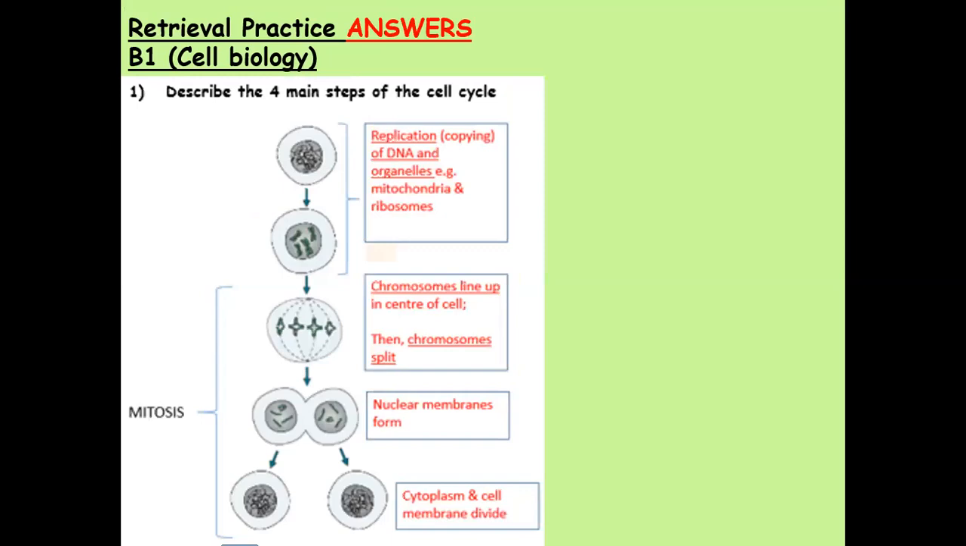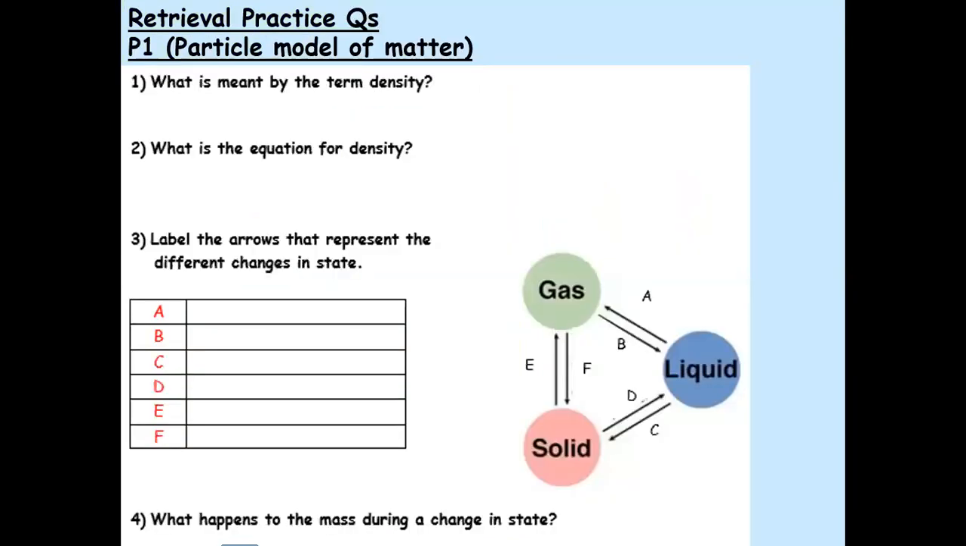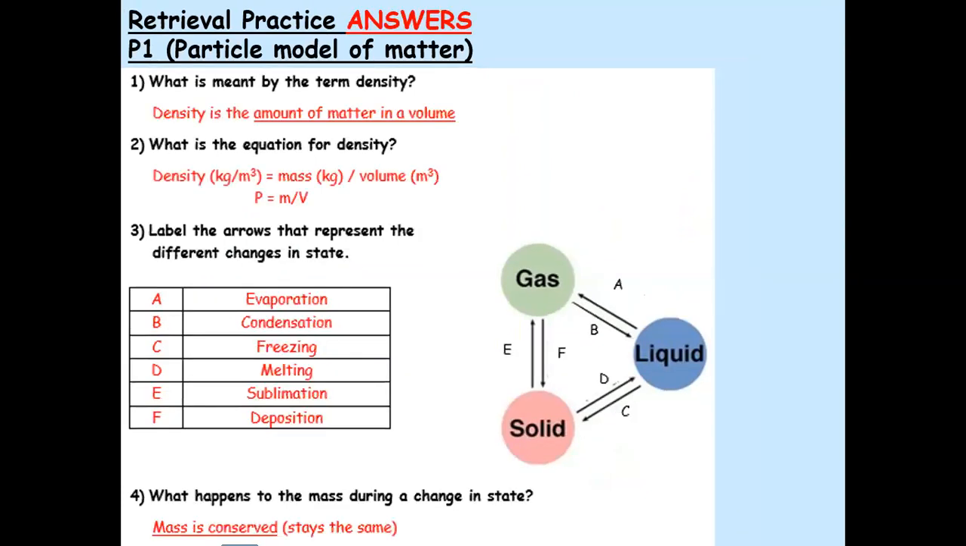Okay. The first retrieval practice slide. This is B1 cell biology. Pause and retrieve. And here's the answer, so you can pause and revise. This is the second slide today. That's P1, it's the particle model of matter. Pause and retrieve. And here's the answers, so you can pause and revise.